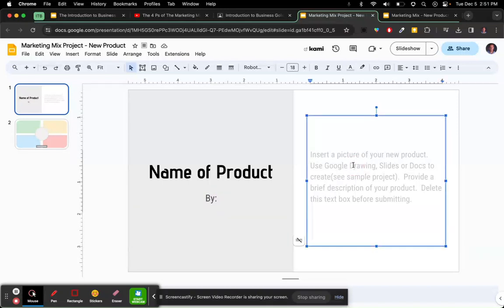You could use Google Drawings, Slides, or Docs. I'm going to show you one other way that you can create a logo for your product. And then also maybe provide a brief description of your product as well. Okay. And if you don't use as much as this, obviously you can delete this text box, or you can resize it so it fits onto your slide.